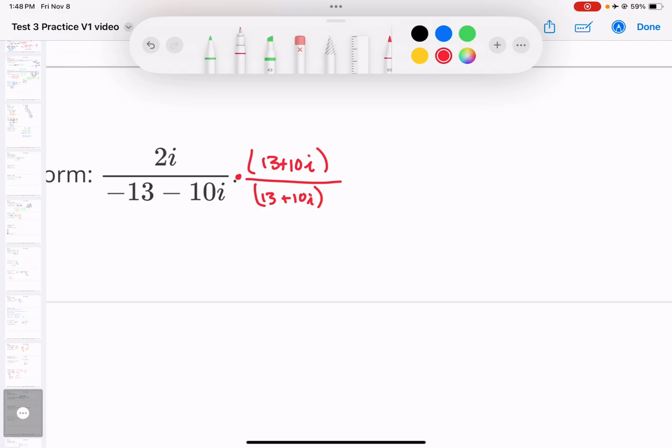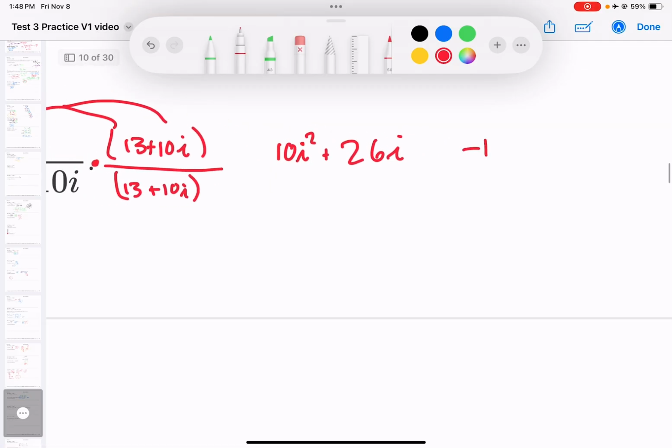Here I can distribute. And I am going to write the i last. So 2i times 13, that's 26i. But I'm going to put the other one first. It's 2i times 10i is 10i squared. And the reason why I did that is I've got negative 10, because the i squared is timesing by negative 1, plus 26i.